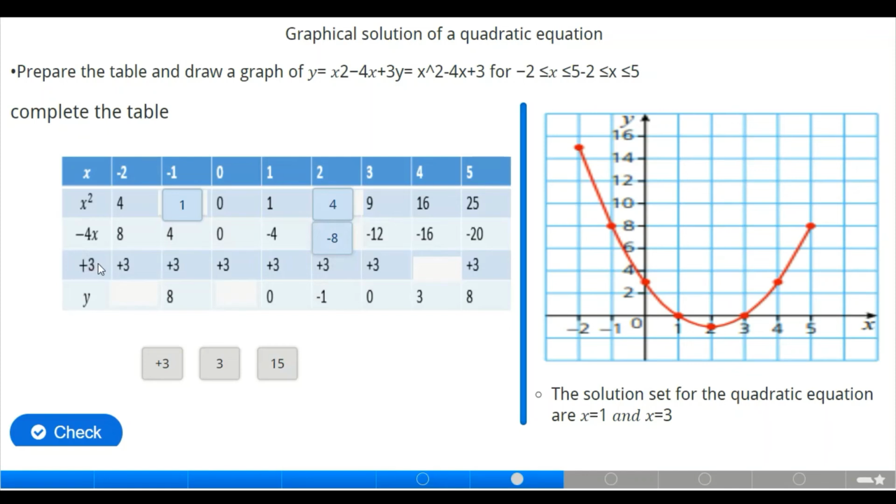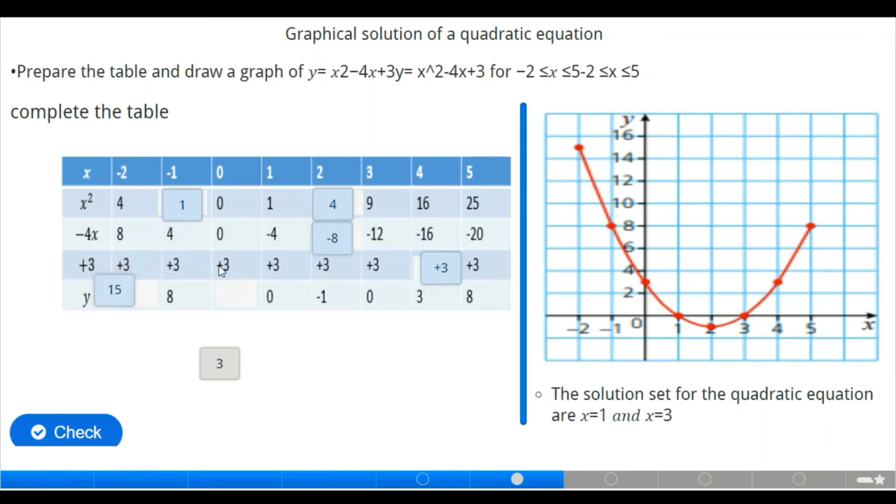Now, let's look at the next column. Since we don't have any coefficient value here, we are going to have +3 also. So the empty box here is going to take +3. So let's drag it in. Now let's have the prepared table. 4 plus 8 plus 3, that is what? 12 plus 3, that is 15. 1 plus 4 plus 3 will give us 8.